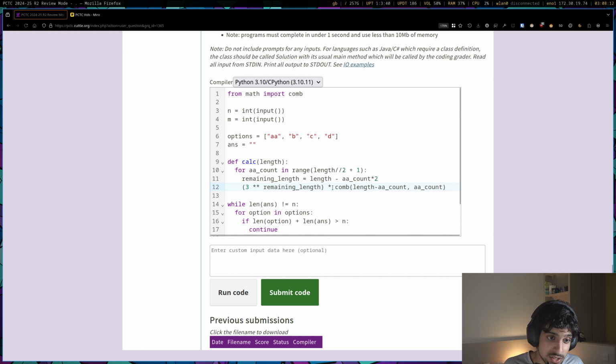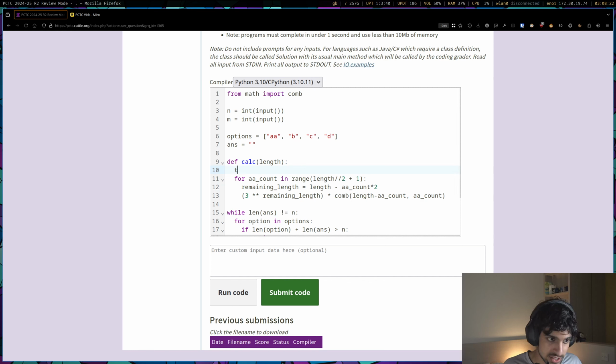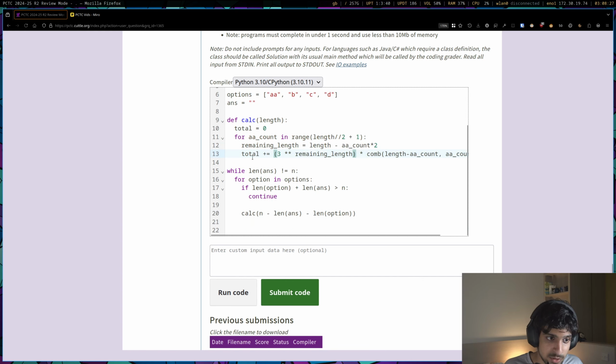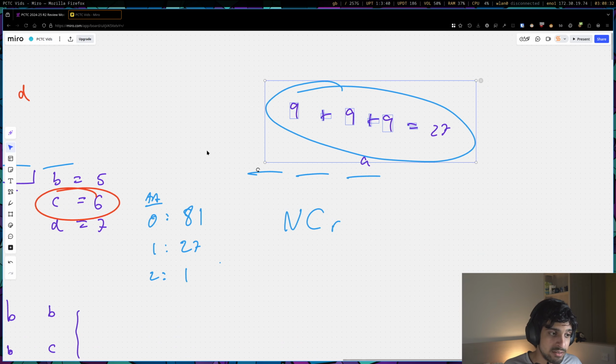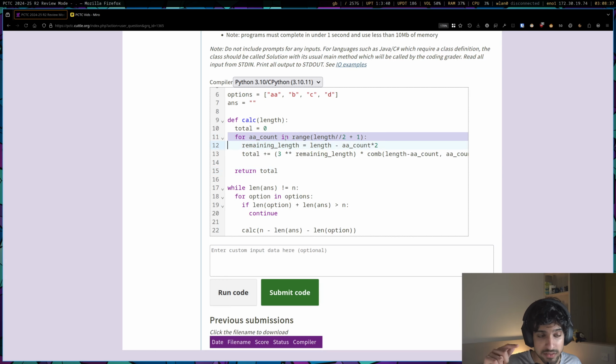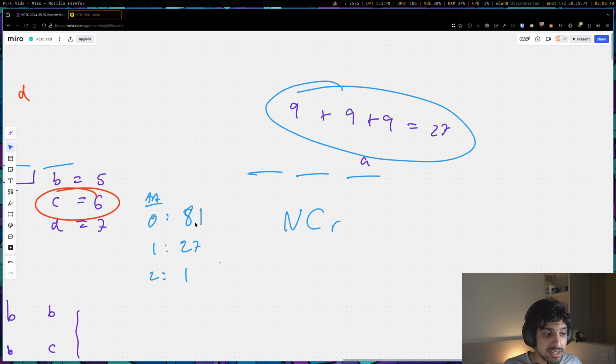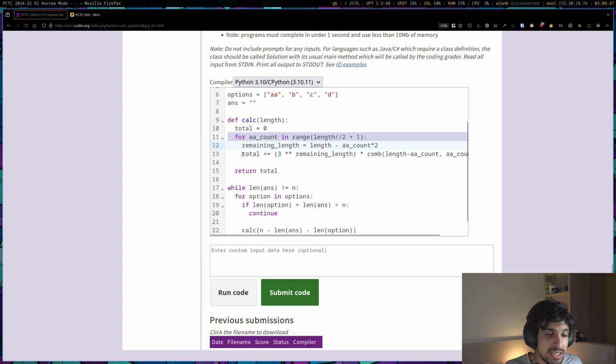So this would be the correct n choose r statement, and we just multiply that n choose r by this, and we can add that to a running answer. So let's say total plus equals the thing we just calculated, and then at the end of this for loop, we just return total. Going back to the higher level, it calculates a total for each run of the for loop, and each run basically says, I want this many pairs of AA, and it calculates the amount of combinations we have.